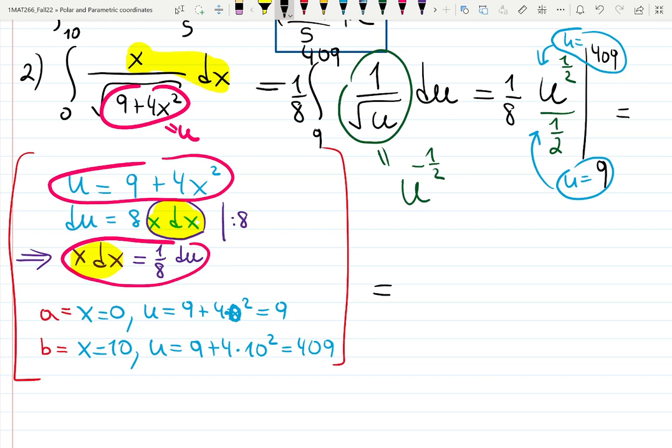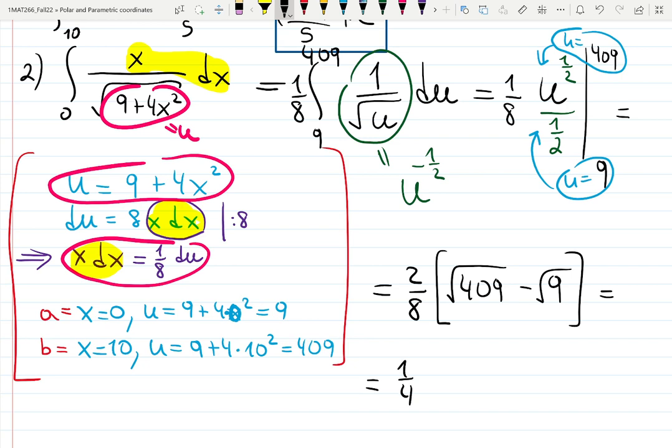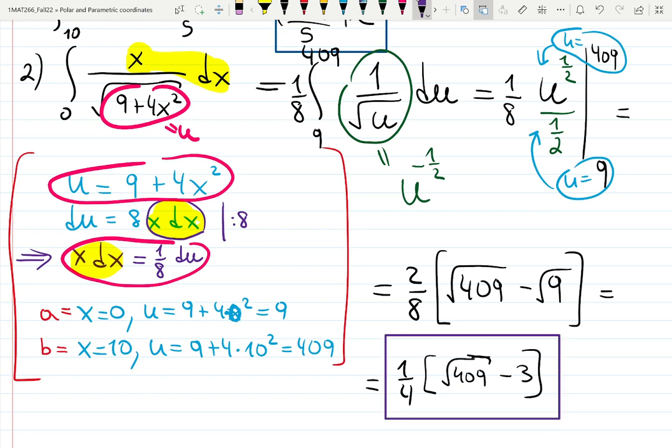1/2 gets flipped, so it's going to be 2 over 8, brackets, u is 409, the square root, minus 9, the square root, because 1/2 is the square root. That becomes 1/4, square root of 409, no idea, minus 3. This is the final answer. The answer for the definite integral is a number. So I never had to go back to the previous variable. Does it make sense?